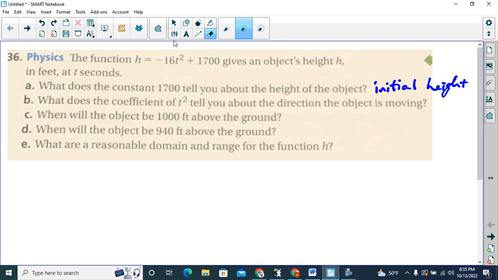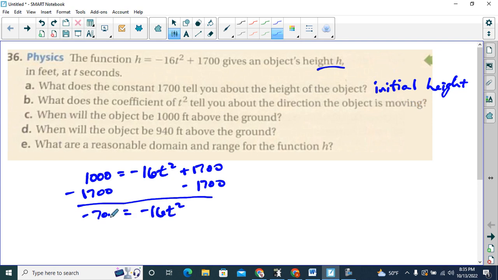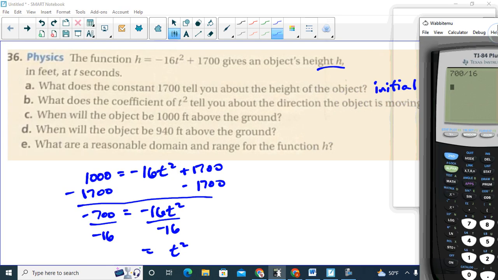Part C, when will the object be 1,000 feet above the ground? So height is h. We're going to plug in 1,000 for h and solve for t. We get 1,000 equals negative 16t squared plus 1,700. Subtract 1,700 from both sides. Negative 16t squared is negative 700. Divide by negative 16. And we get t squared is 43.75.